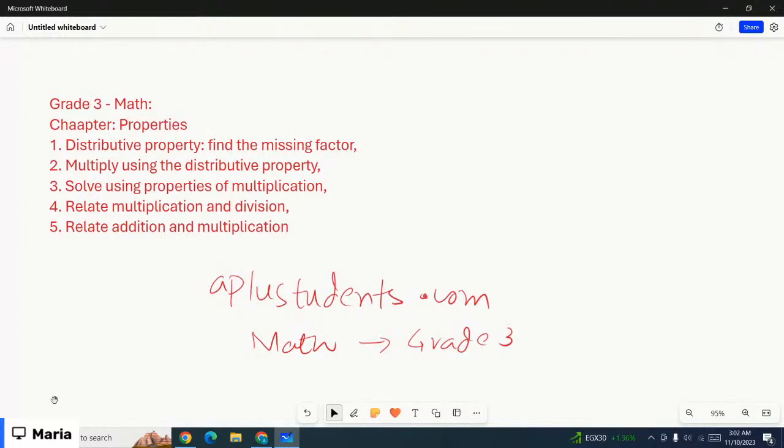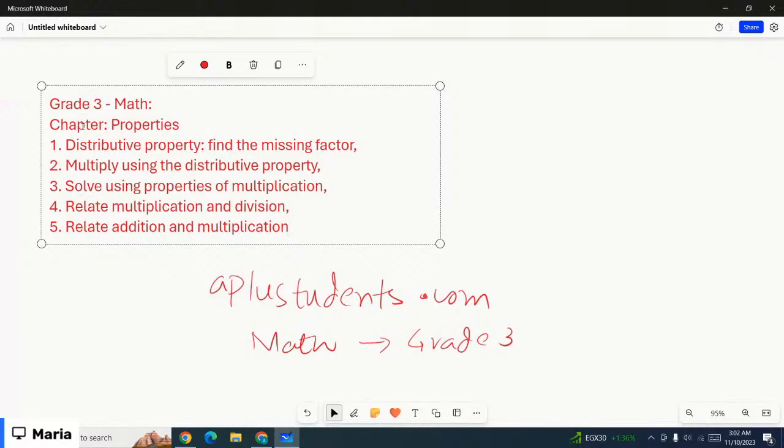We're going to start with the chapter properties. The lessons we're going to cover today are distributive property, find the missing factor, multiply using the distributive property, solve using properties of multiplication, relate multiplication and division, and relate addition and multiplication. Please make sure you have your notebook and pencil so that you can note down the important examples and definitions as well.